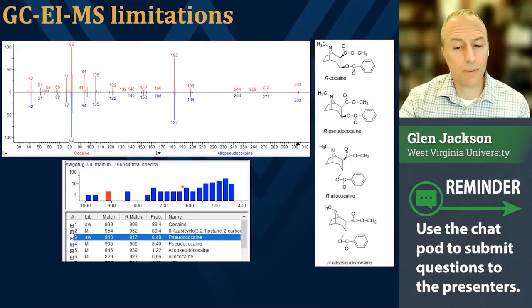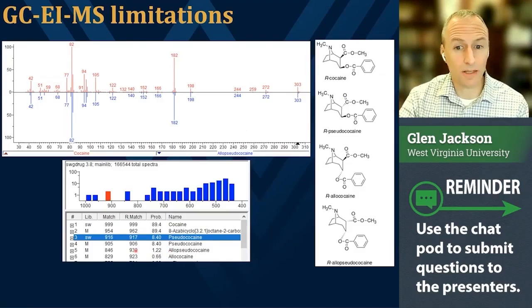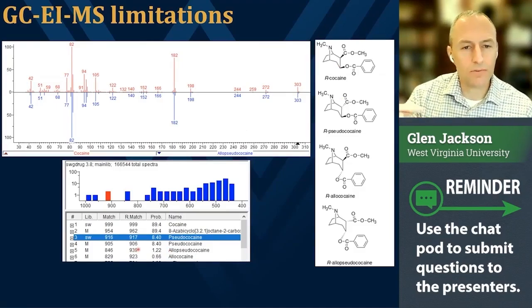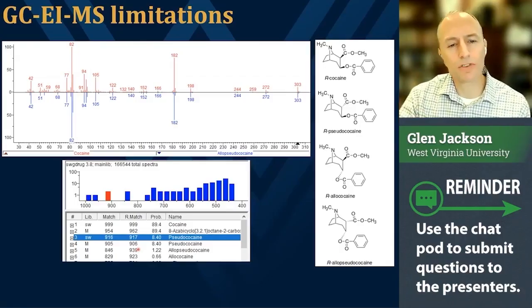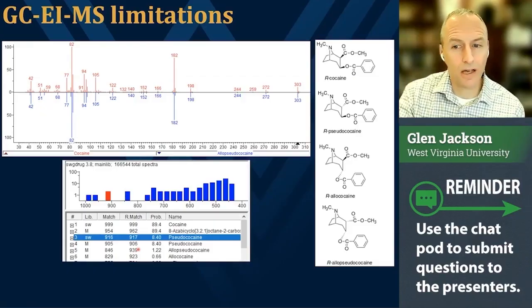You can see that the third best hit in the database is pseudococaine, which is just a diastereomer, with slightly different stereochemistry at these two R groups up here. The other diastereomers are also quite good matches, because they fragment really similarly to cocaine. Now, just as a reminder, we always do have retention time to work with to help us with our identities.